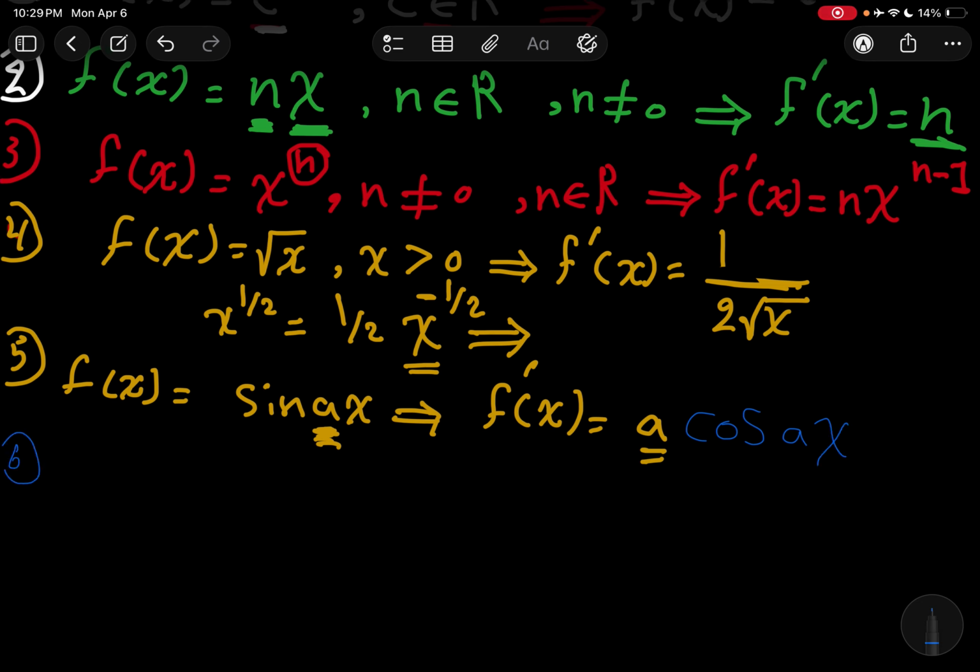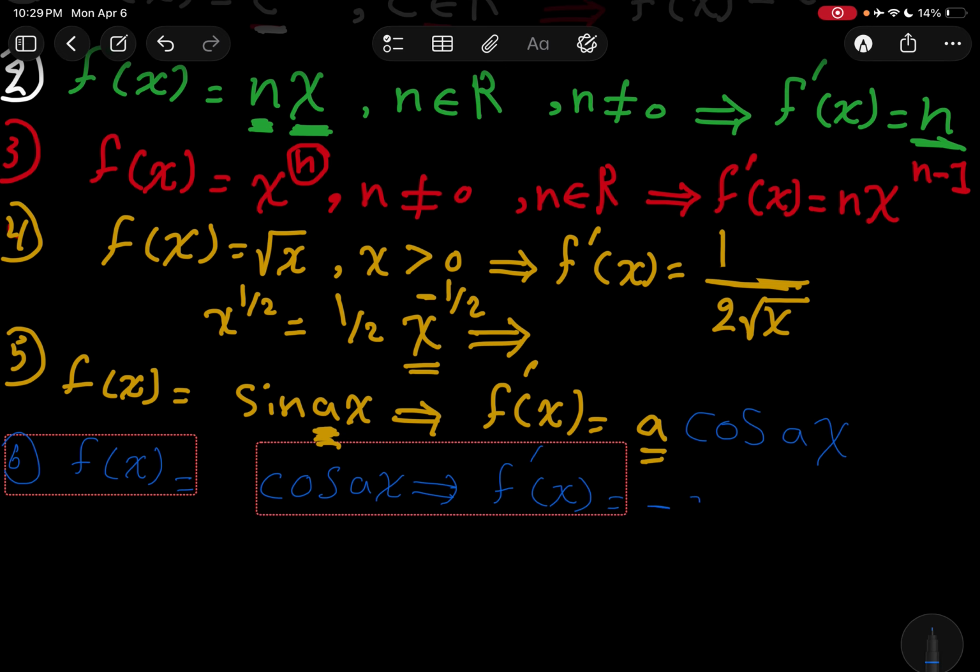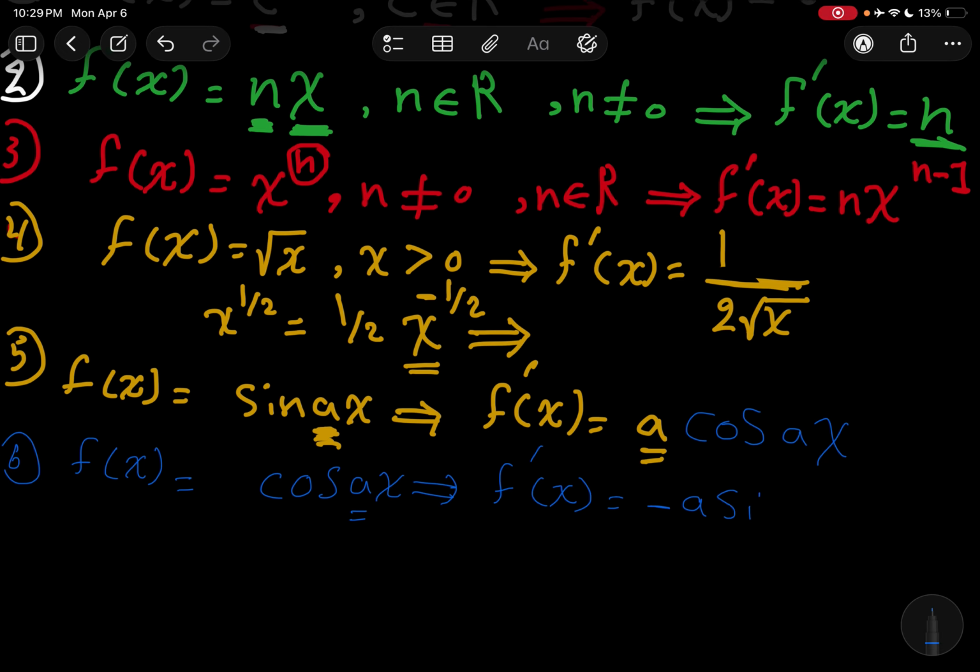Sixth rule. f of x equal cosine ax. f prime of x equal negative a, this angle, and cosine becomes sine ax.